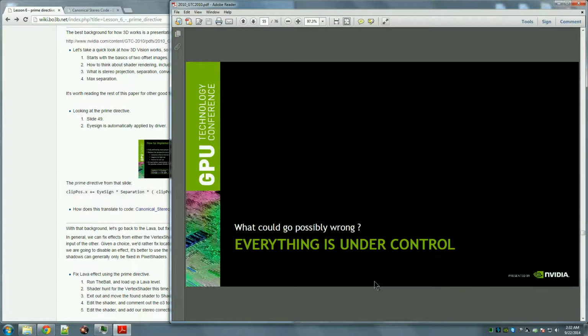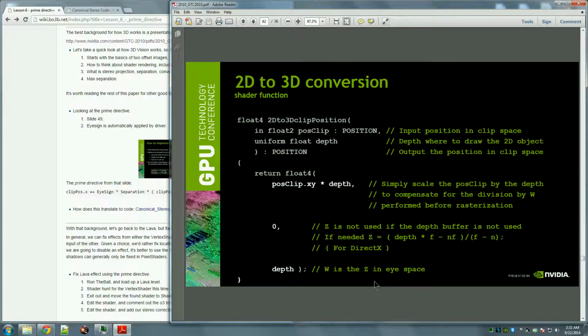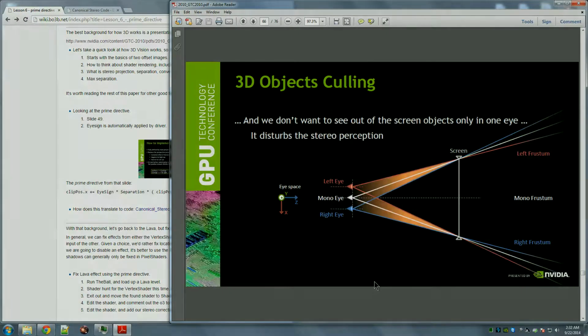There's all kinds of interesting stuff in there. It gives you some idea of how the automatic mode works and some of the possible glitches that actually happen as far as that goes.